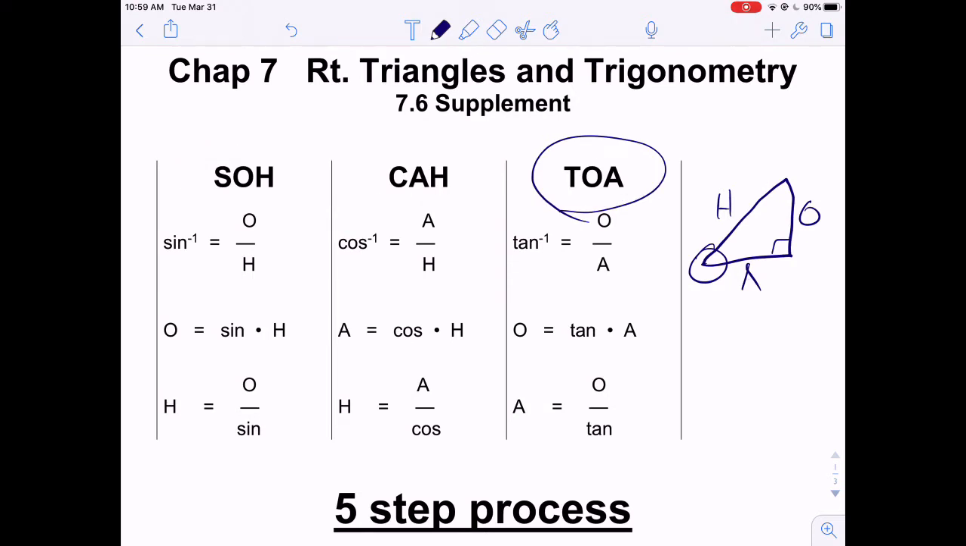Let me get rid of some of this stuff so we can see it clearer. By the way, if the tapping from the pen on the iPad is annoying, let me know. I might have to print these out and do this on paper as well.